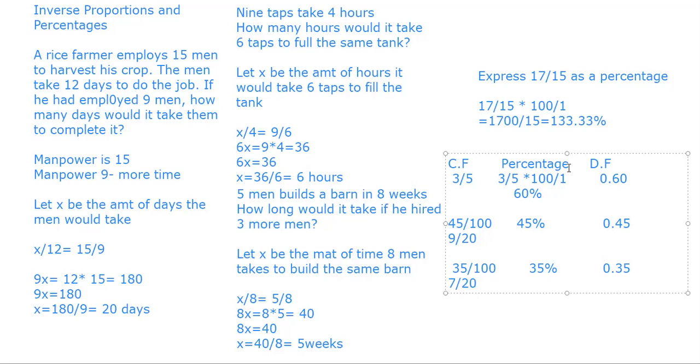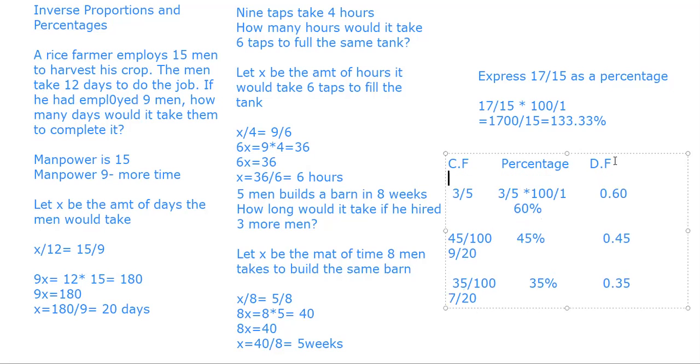So we completed the chart. All right, 3 over 5 is 60%, and 0.60. 45% is 9 over 20, and 0.45. 0.35 is 35%, and 7 over 20. Let us move on.